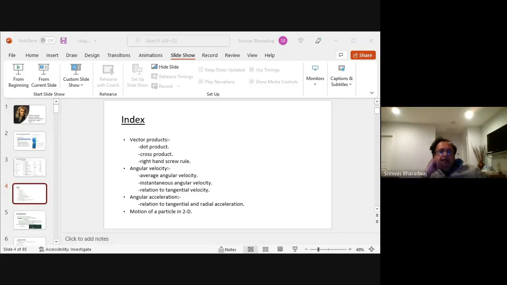What is the maximum acceleration? 324 by 0.5, after which the string will break. So 324 by 0.5 is 648. So 648 is the maximum it can carry, right? But because it's rotating on a horizontal path, that calculation is wrong. That would apply if it was rotating in a vertical circle, right?